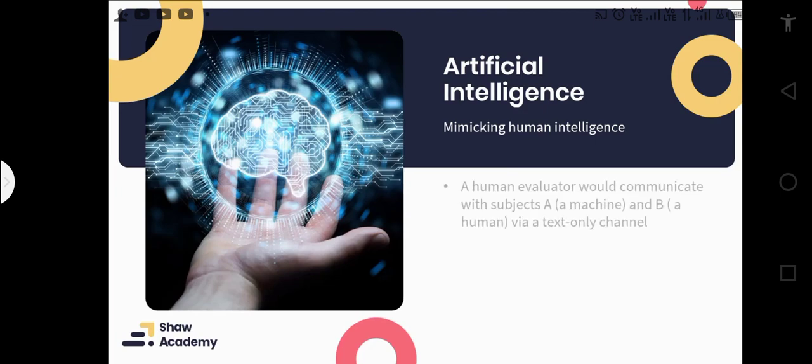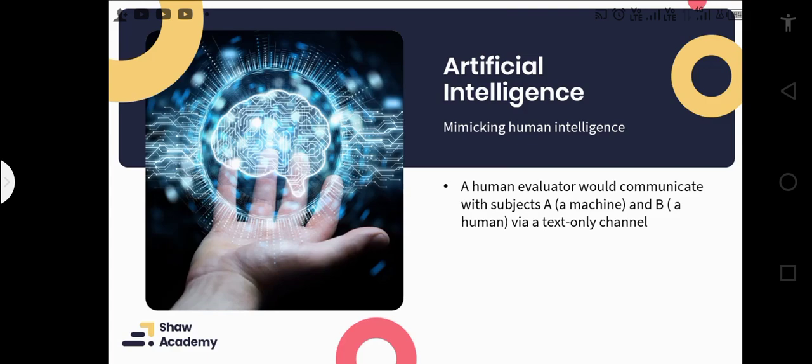In this test, a human evaluator would communicate with subjects A and B, where one is a machine and one is a human being, via a text-only channel. The human evaluator would then evaluate the responses and tell apart the machine from the human, based on the machine's ability to give answers that closely resemble human answers.